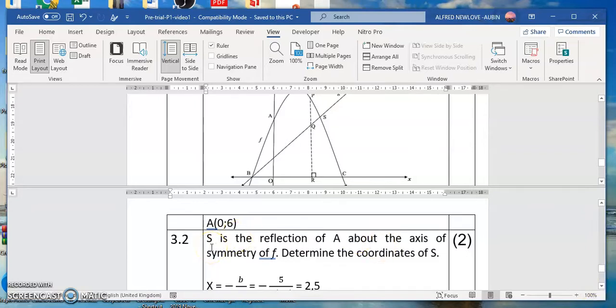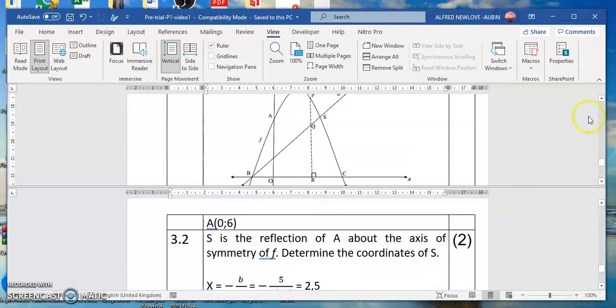Let's look at the next question. S is the reflection of A, this point A, about the axis of symmetry of f. Determine the coordinates of S. How are you going to do that?